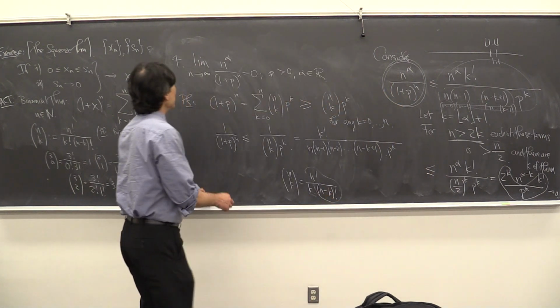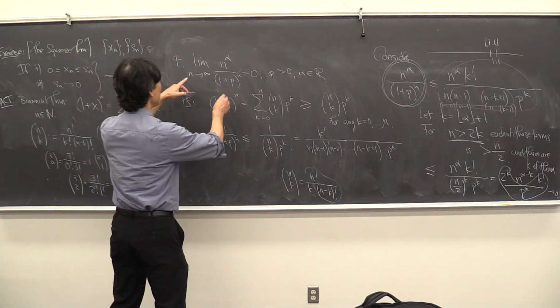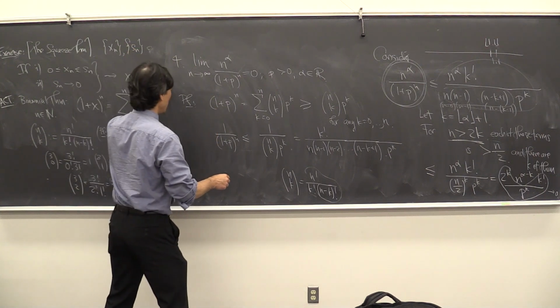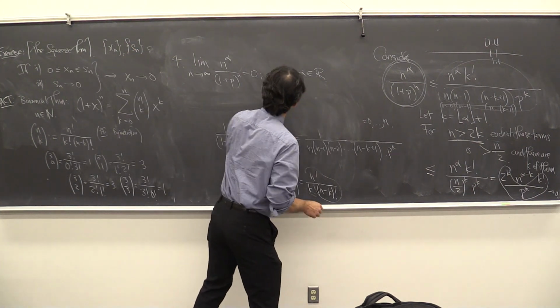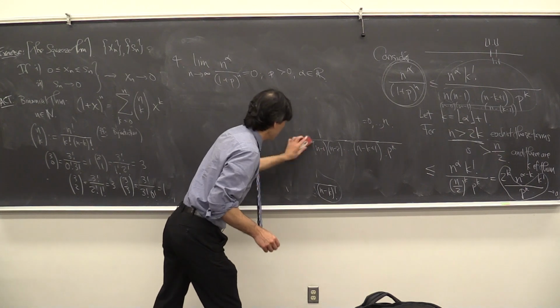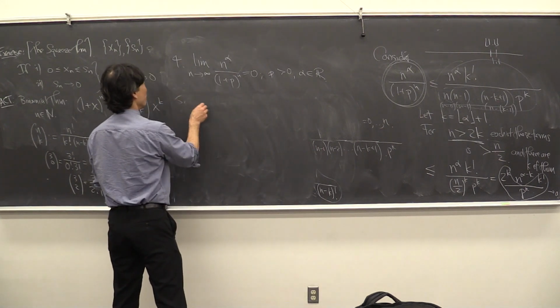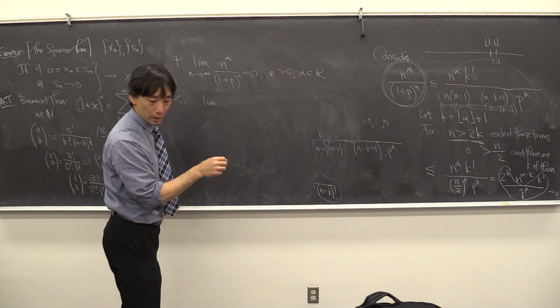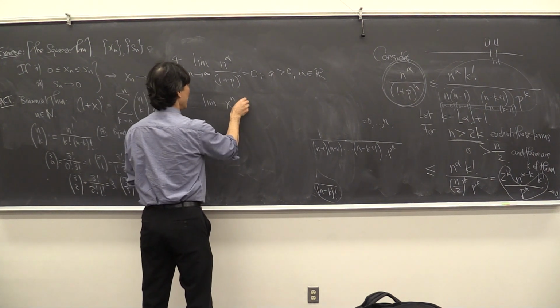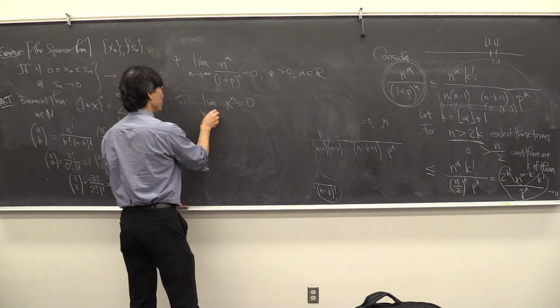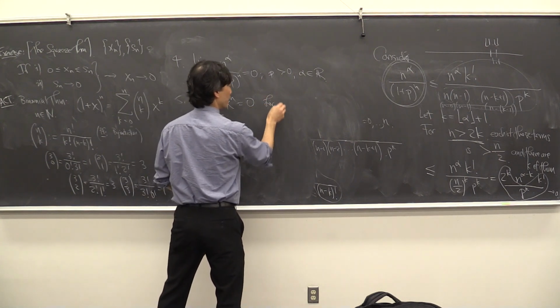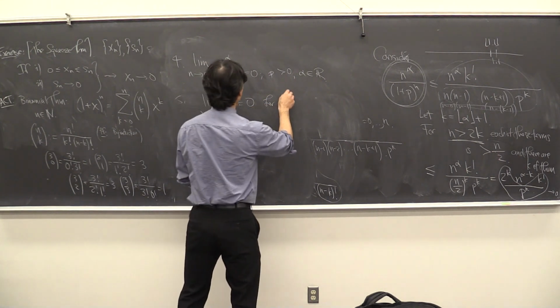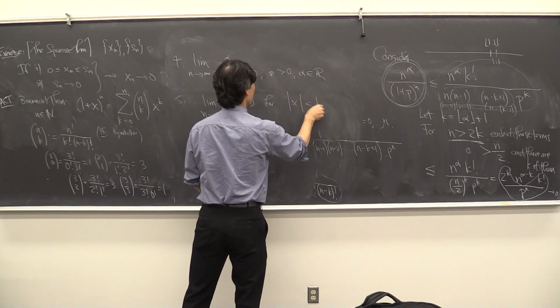Okay. Let me just say that there's one consequence here. There's one final common sequence that Rudin mentions, and it is that the limit of x to the n is 0 as n goes to infinity for x of absolute value less than 1.